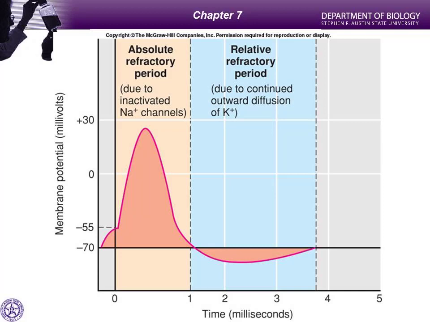So here we see our absolute refractory period goes to the point of returning to resting potential. Then our relative refractory periods here in our hyperpolarized state. We could get to minus 55, but it's going to take a bigger stimulus to get us up there.